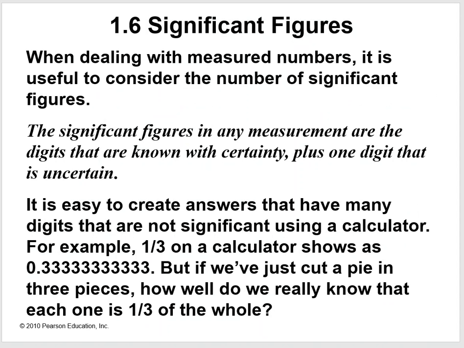When dealing with measured numbers, it is useful to consider the number of significant figures. The significant figures in any measurement are digits that are known with certainty plus one digit that is uncertain. It is easy to create answers that have many digits that are not significant using a calculator. For example, 1/3 on a calculator shows as 0.33333, etc. But if we've just cut a pie in 3 pieces, how well do we really know that each one is 1/3 of a whole?